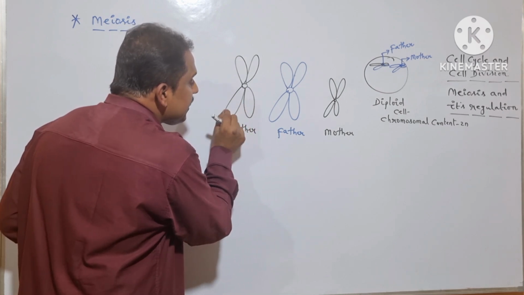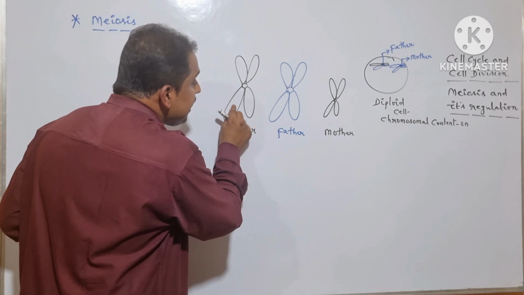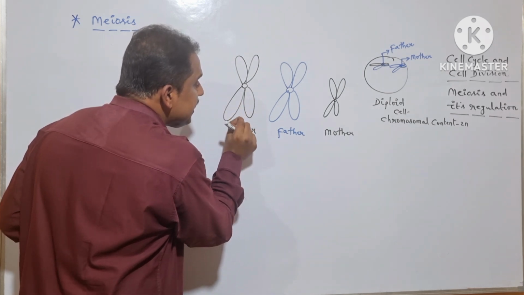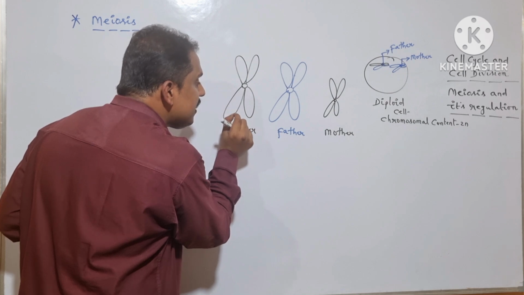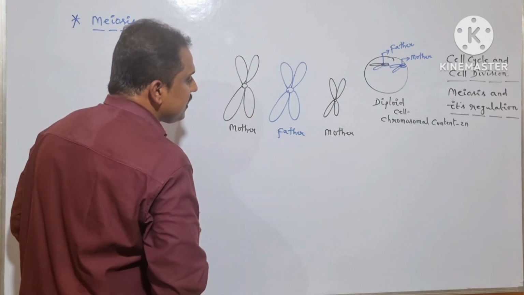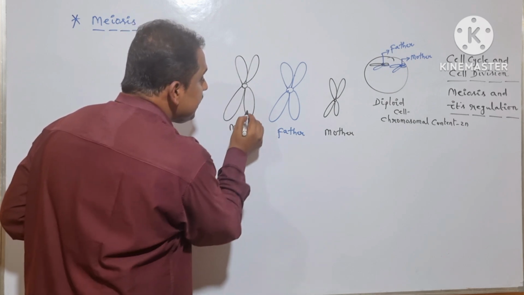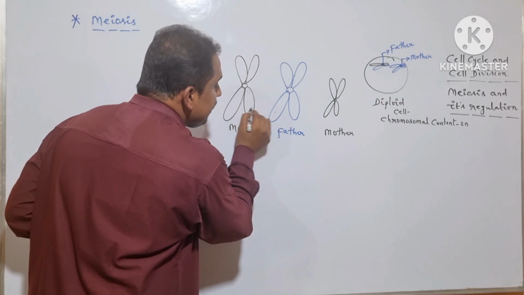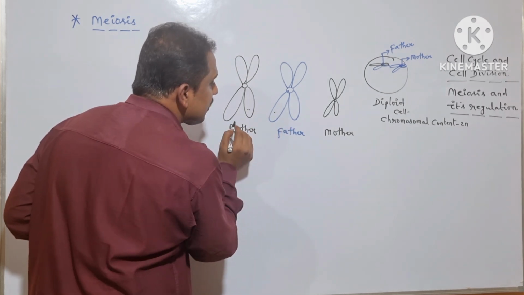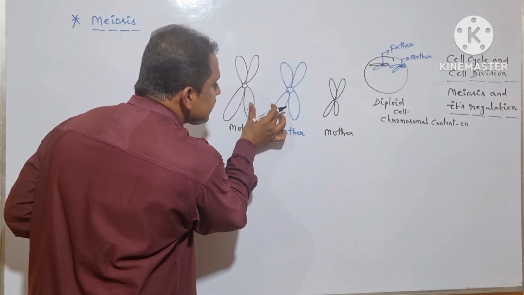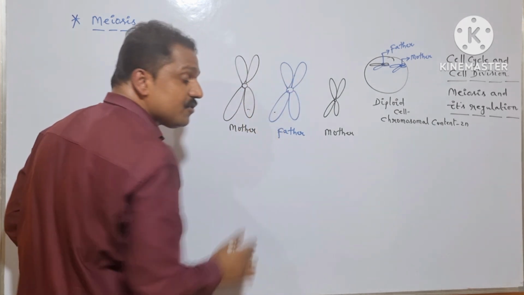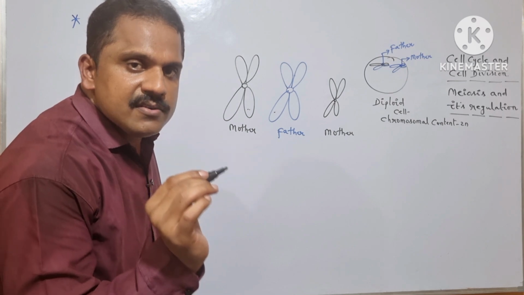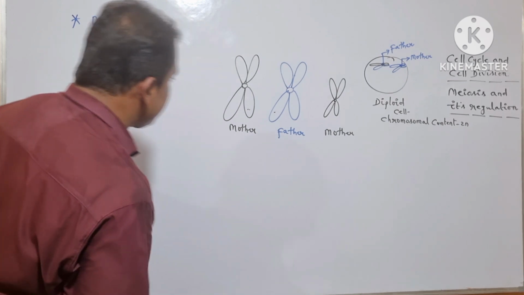Never ever does genetic exchange occur between the sister chromatids of homologous chromosomes. The genetic exchange occurs between the non-sister chromatids of homologous chromosomes. That means between this specific chromatid and this specific chromatid. So what are these termed as? Non-sister chromatids. Between the non-sister chromatids of homologous chromosomes, genetic exchange occurs during meiosis 1. Is it clear? So let me write it here.